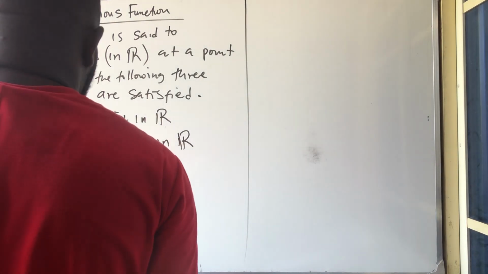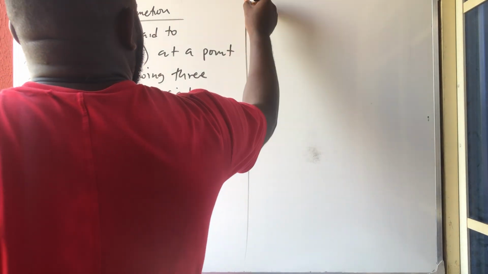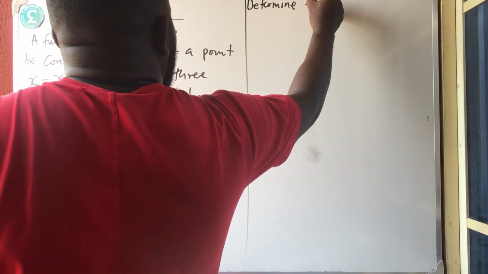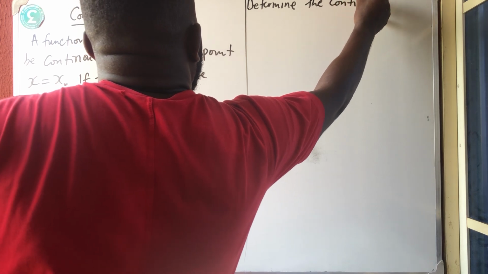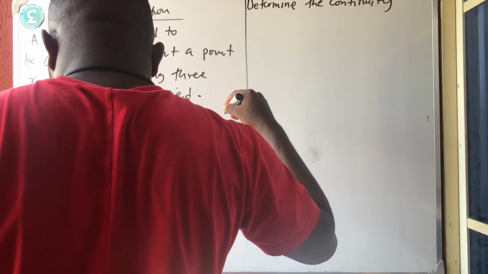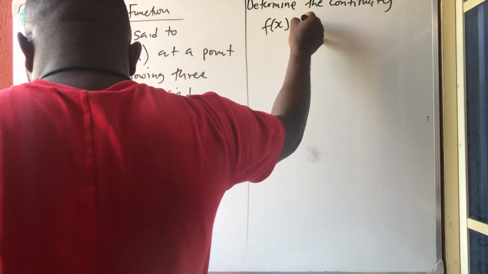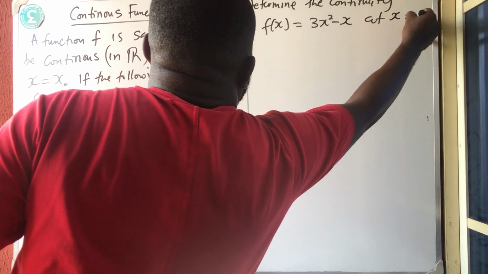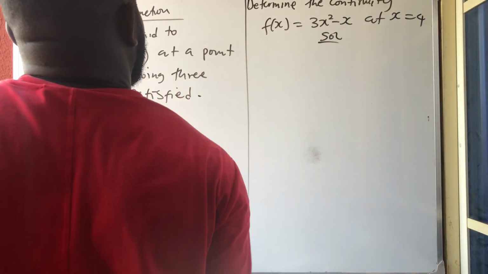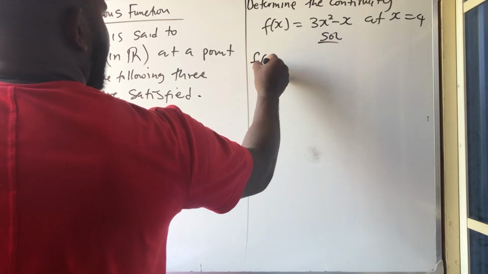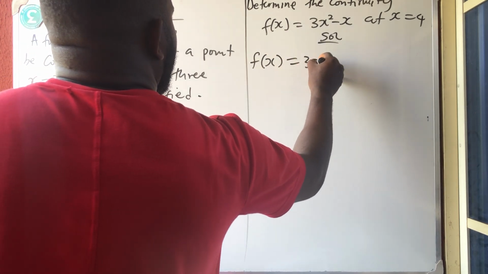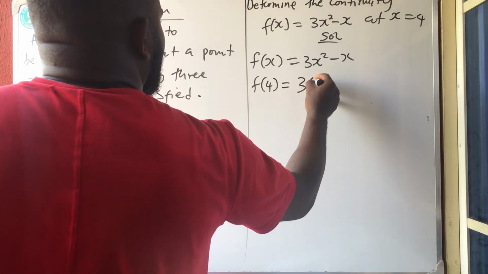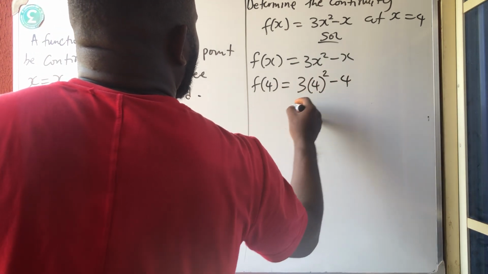Let me give you an example of what we mean by that. Determine the continuity of f of x, which is equal to 3x squared minus x at x is equal to 4. Solution. Now, the first thing you get is f of x is equal to 3x squared minus x. Now, f of 4 is equal to 3 into 4 squared minus 4.